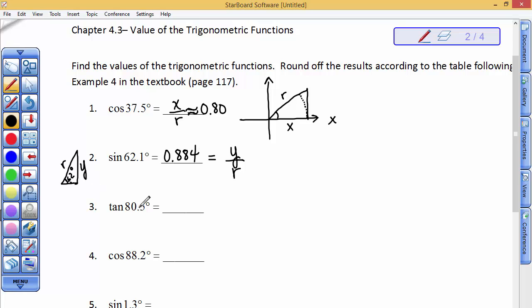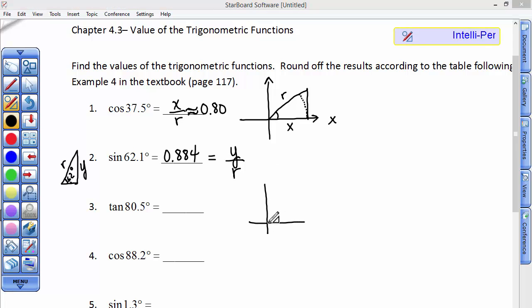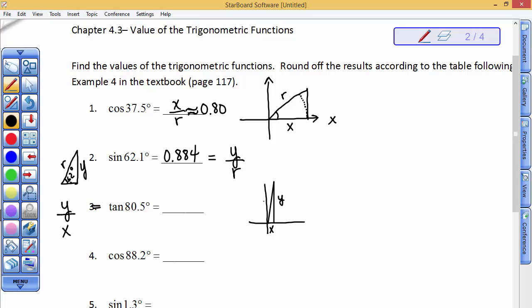Let's look at tangent of 80 degrees. I'm going to go ahead and draw this with some straight lines. So an 80-degree right triangle is pretty steep. And tangent is defined as y divided by x. So remember, tangent is defined as y divided by x. Here's my 80 degrees right here. This y value looks like 4 times as big as this.